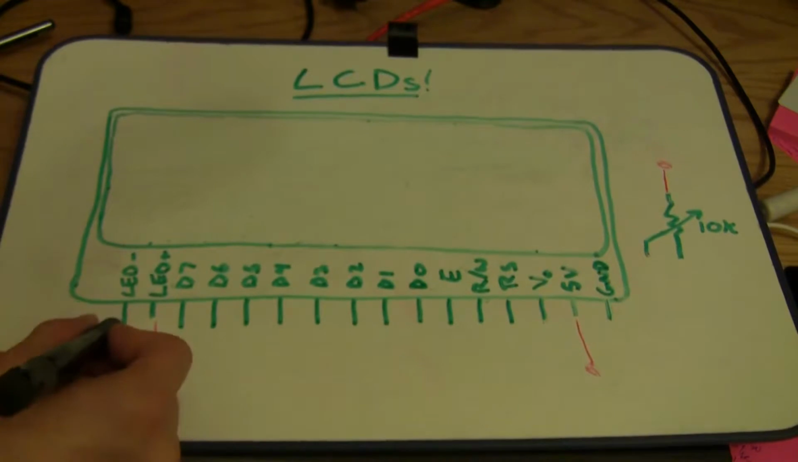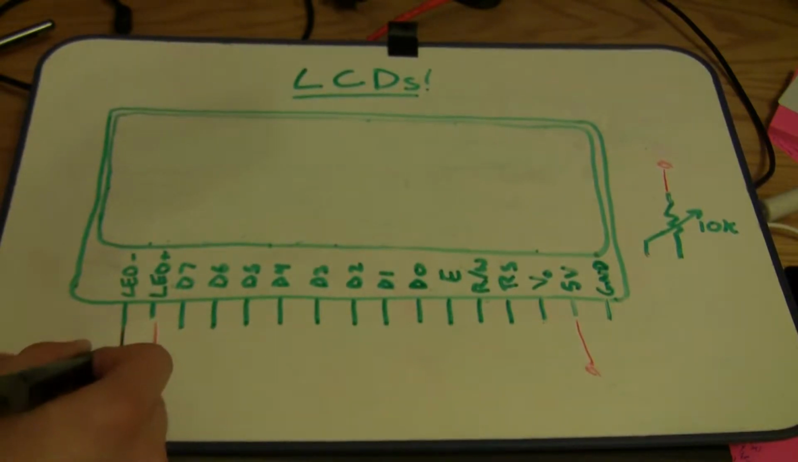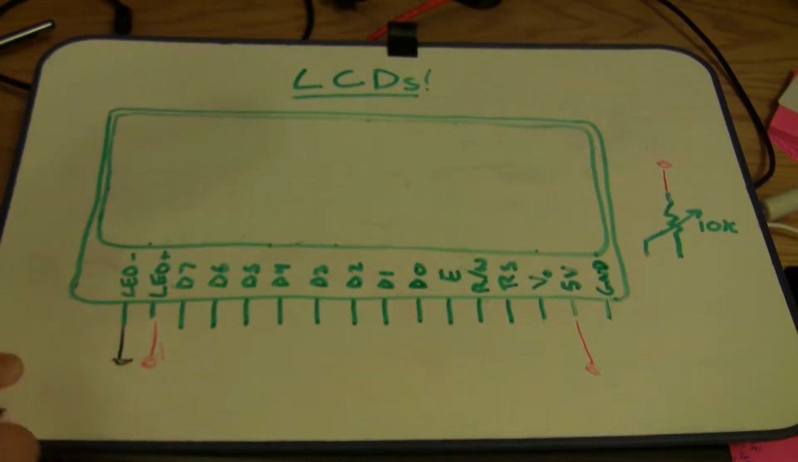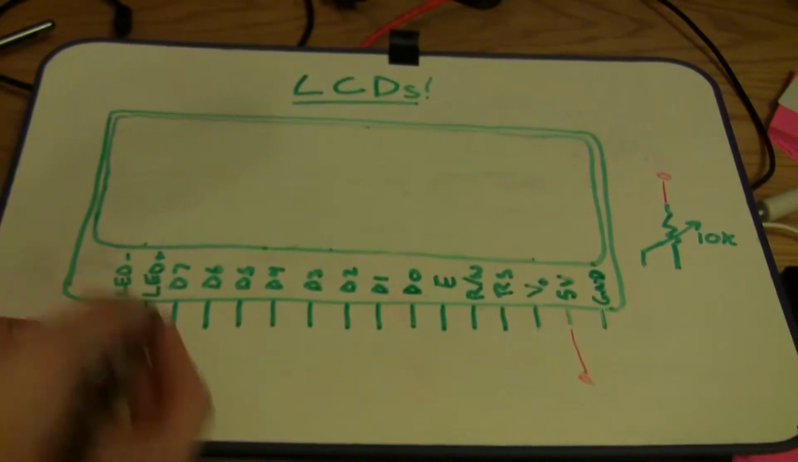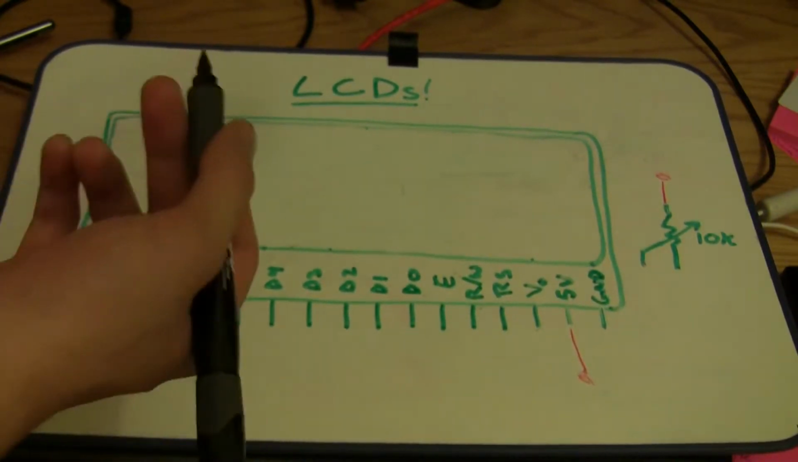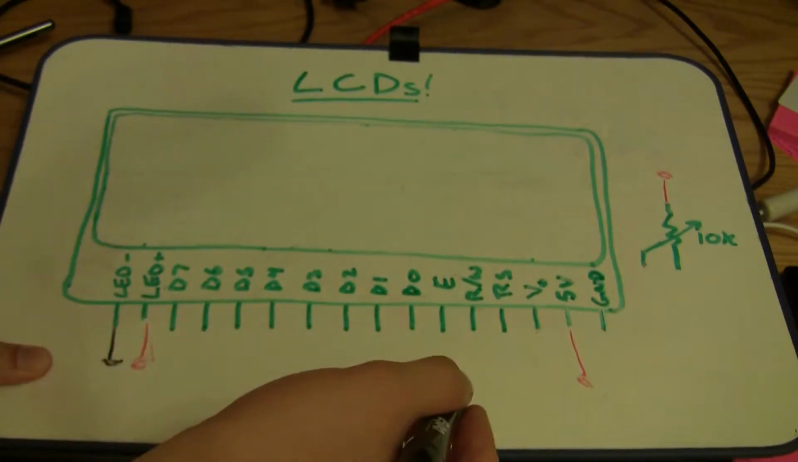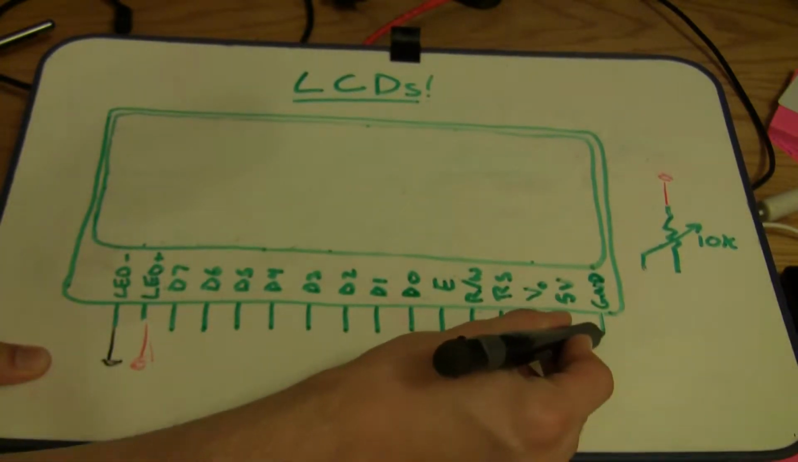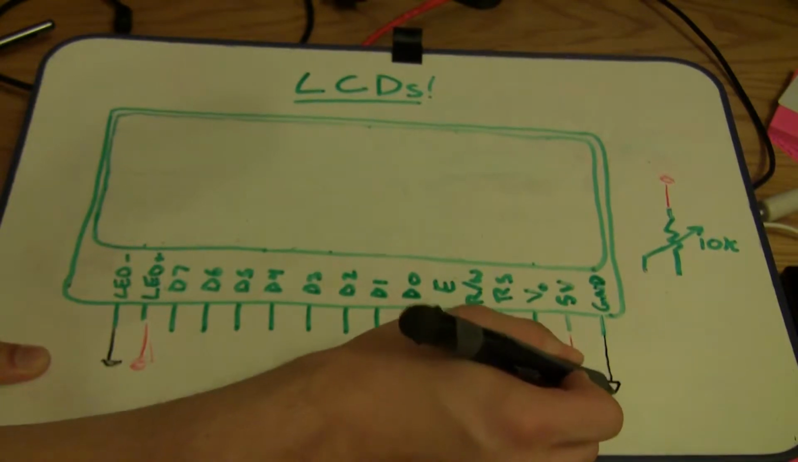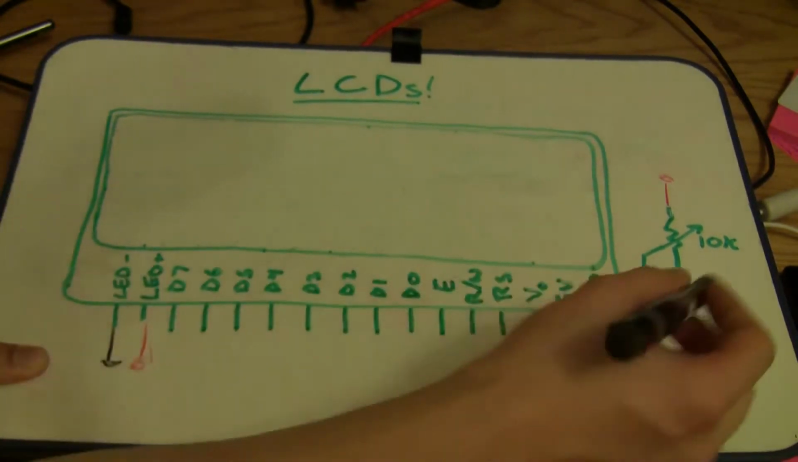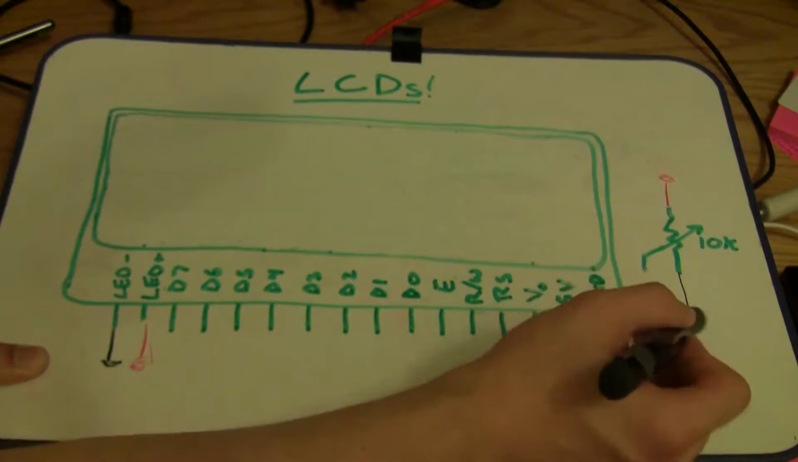On ground, there's going to have to be the other end of the LED, of course, so that we can actually light it up. And you can actually control the backlight with the Arduino if you want to turn it on and off, but I'm just going to hook it right up to 5 volts. We're going to need to ground the logic for the actual display, and then ground the other end of the potentiometer.